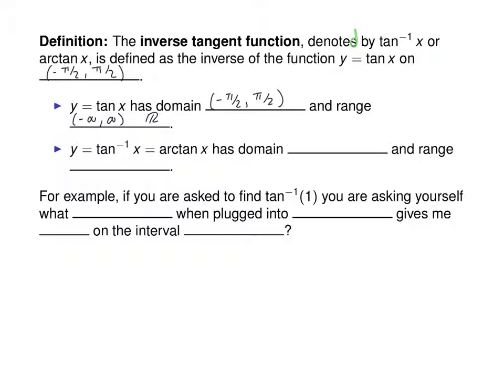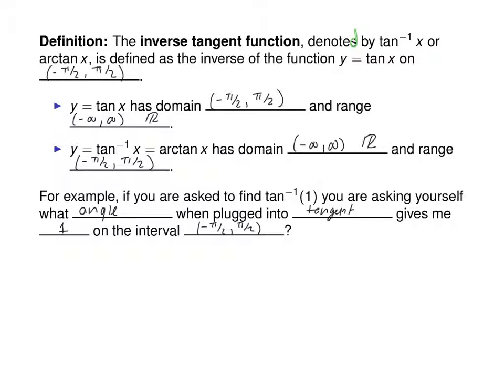Tan inverse x, or arctan x, has domain all real numbers, meaning you can input anything you want. What are the outputs you're going to get? Minus pi over 2 to pi over 2. So, for example, if you're asked to find inverse tangent of 1, you ask yourself what angle, when plugged into tangent, gives me 1 on the interval from negative pi over 2 to pi over 2.